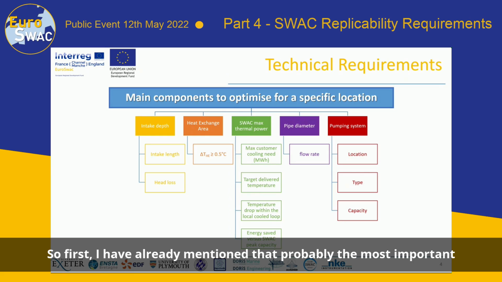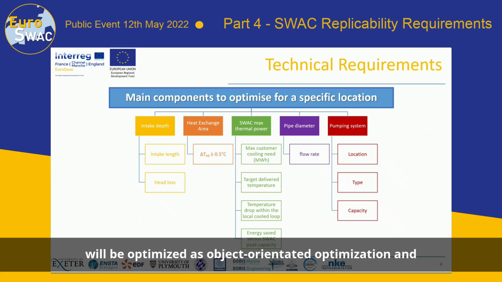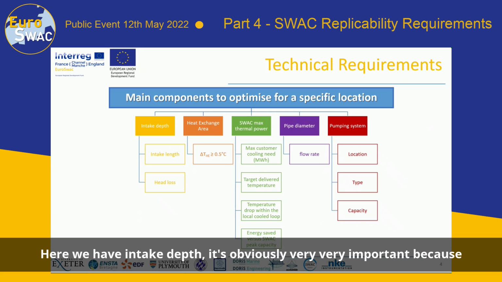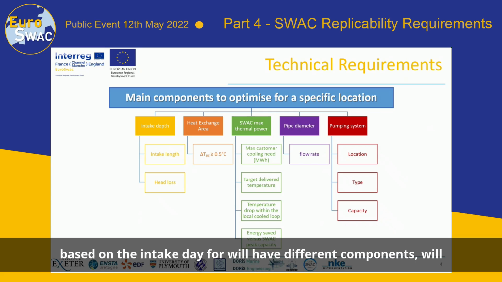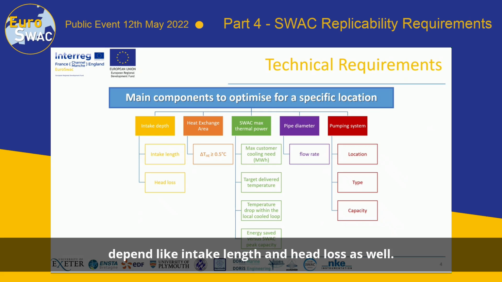So first, I already mentioned that probably the most important part here for optimization is the technical requirements. And we identified five main components for the optimization, and this will be optimized as an object-orientated optimization. And here we have intake depth. It's obviously very, very important, because based on the intake depth, we will have different components depending on it, like intake length and head loss as well.